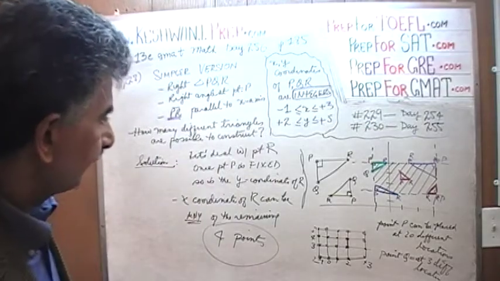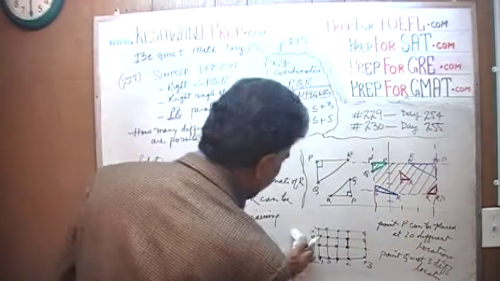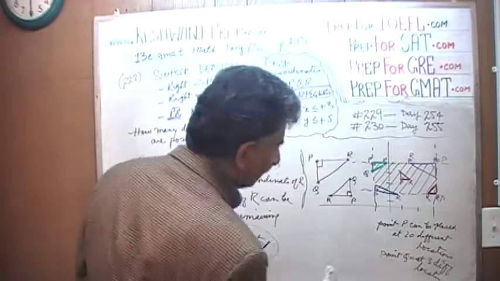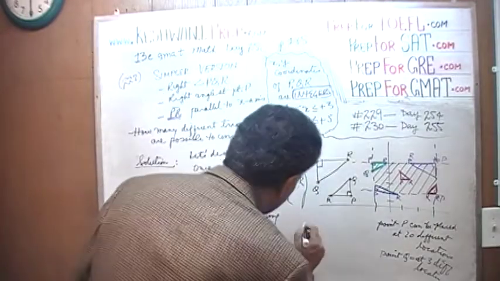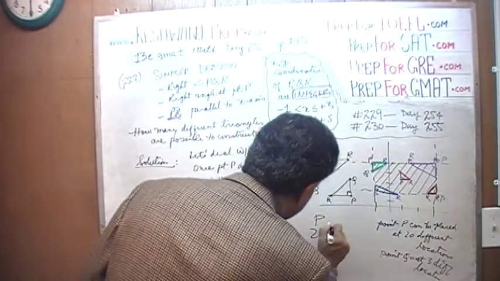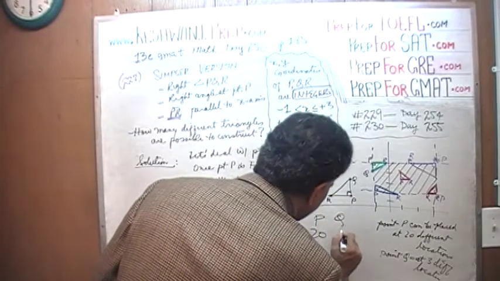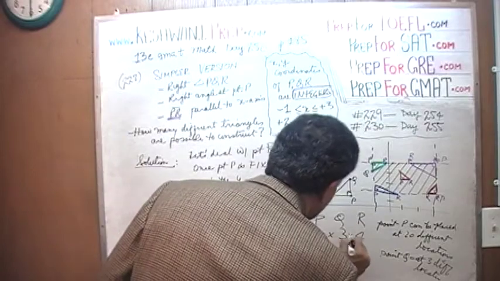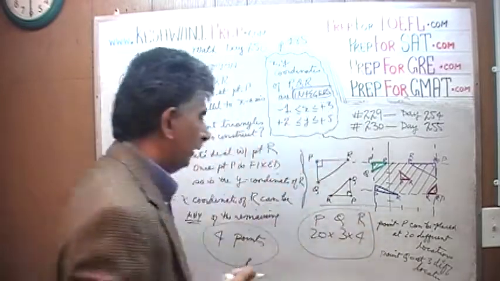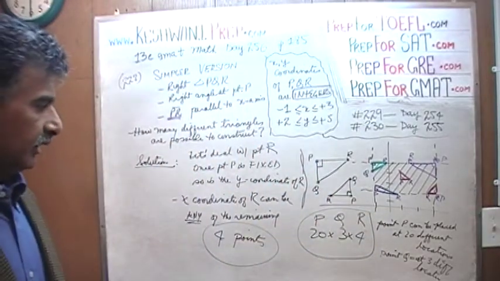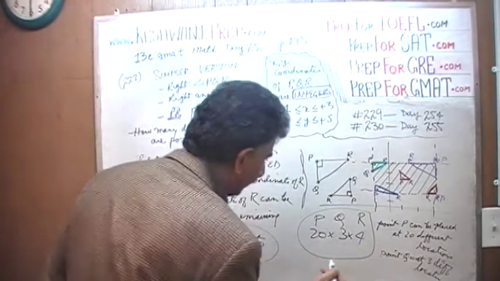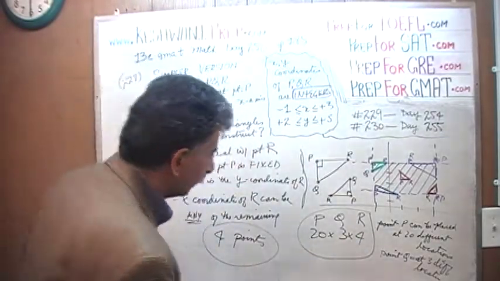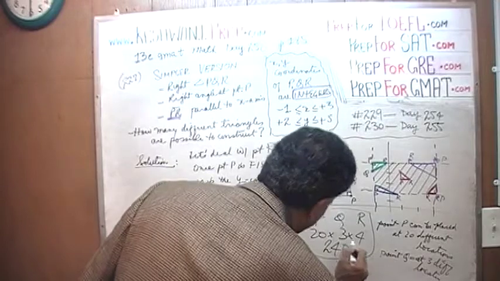The problem is done. Let's make a note here. I'm going to erase this part now. Remember, P was 20, Q was 3, and we just found out that R is 4. Voila, that's our answer. How many different triangles can you construct? The answer is 4 times 3 is 12, 12 times 2 is 24, 240 different triangles can be constructed.